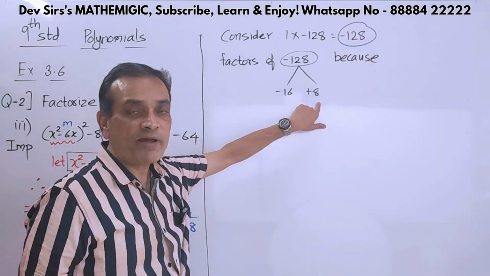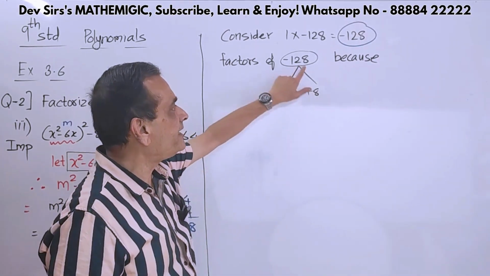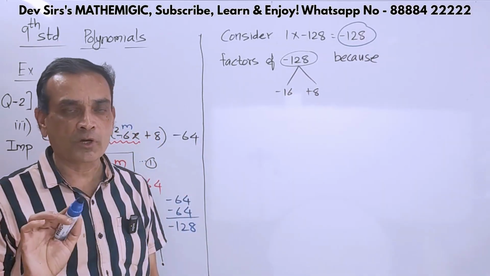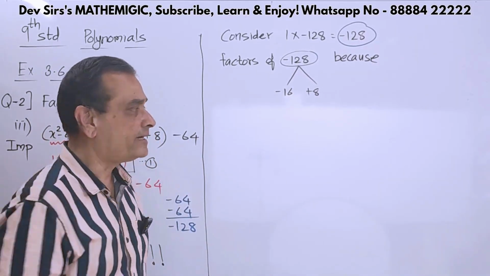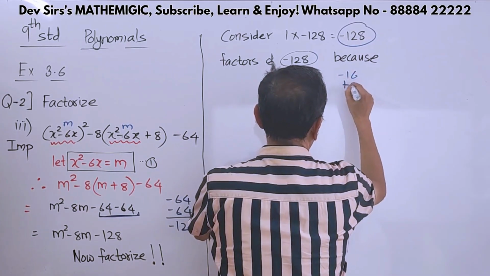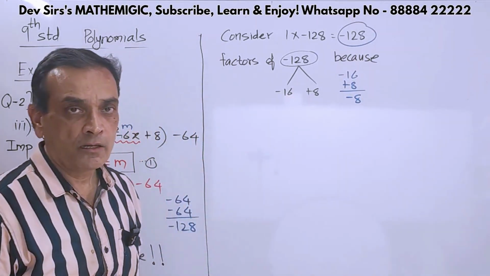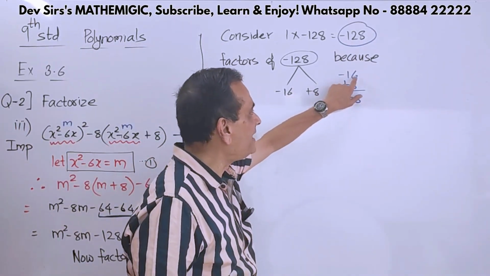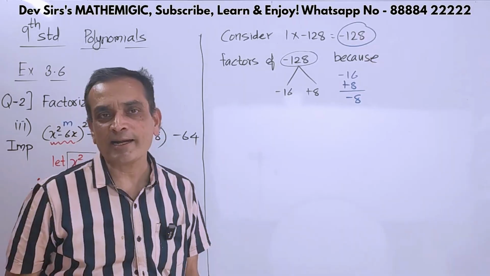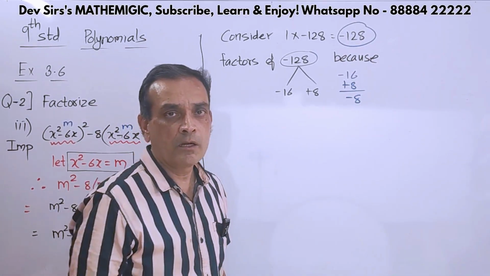Why have we selected the factors minus 16 and plus 8? Because minus 16 into plus 8 is minus 128. You have to confirm that first. Then, add both the numbers by writing them here. Minus 16 plus 8 is minus 8. When you have a positive number and a negative number, you subtract and put the sign of the bigger number. So you get minus 8.